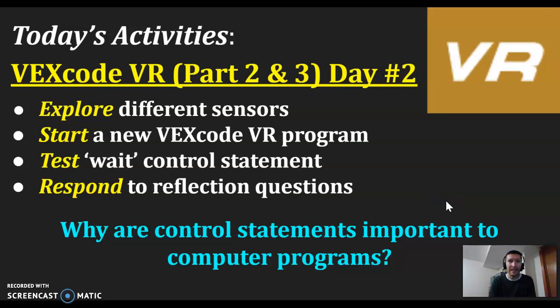Welcome, 8th graders. You are on day 2 of the VEXcode VR Part 2 and Part 3 Design Notebook. For your activities today, you're going to first explore different sensors that will be used, and label what those are. After that, you're going to start a new VEXcode program, and we're going to look at the wait control statement. We're going to figure out what it does, how it changes the programming, and there are a couple of questions to respond to as you're doing that.